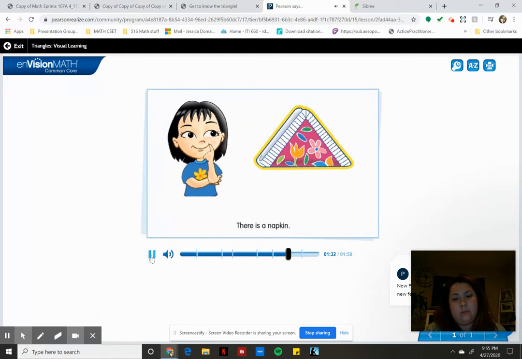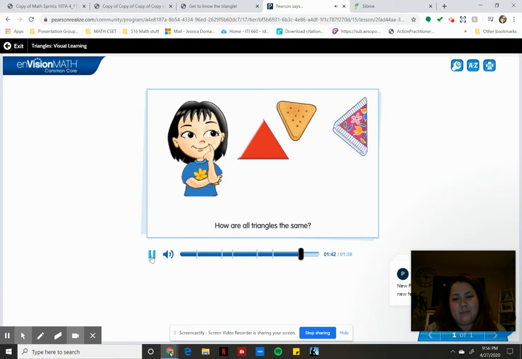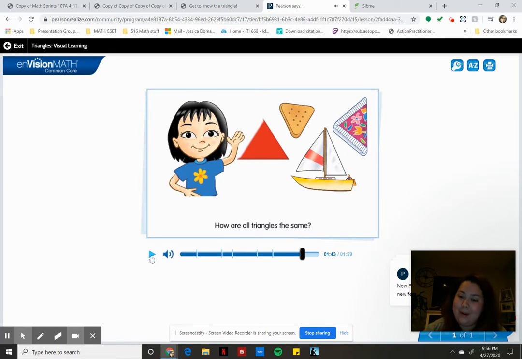There's a napkin. What shape is the napkin? The napkin is a triangle. How are all triangles the same? Do you remember? What do triangles all have? They all have 3 straight sides and 3 corners. Now you know how to identify triangles.